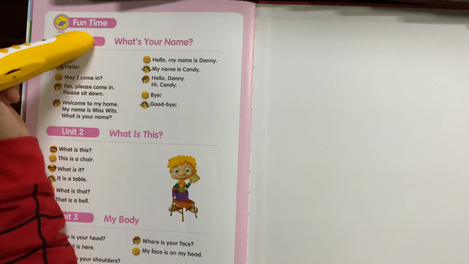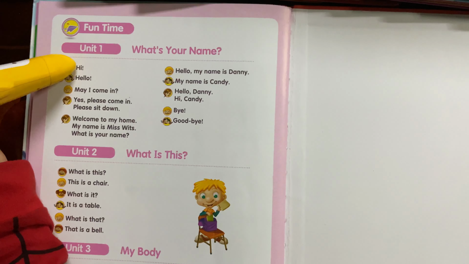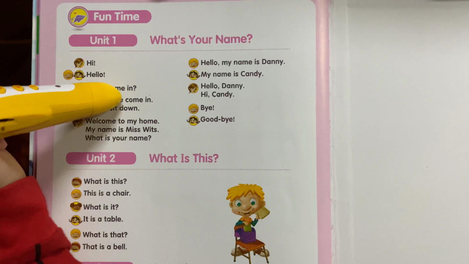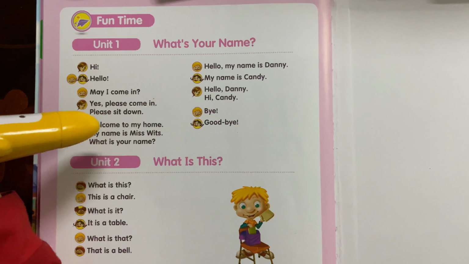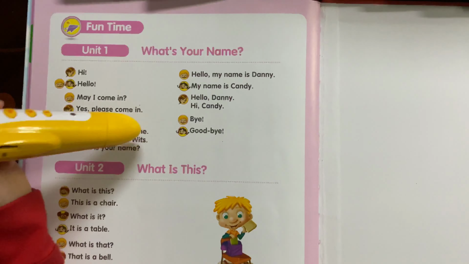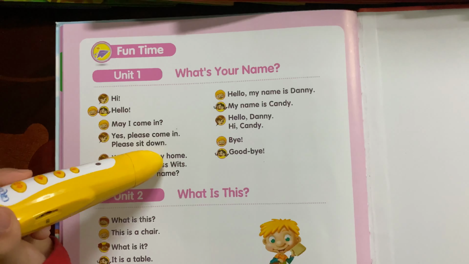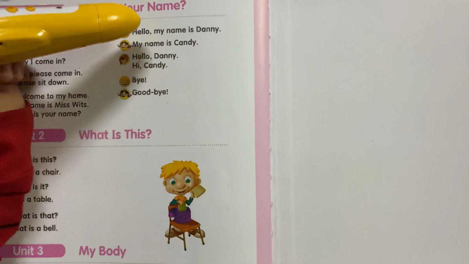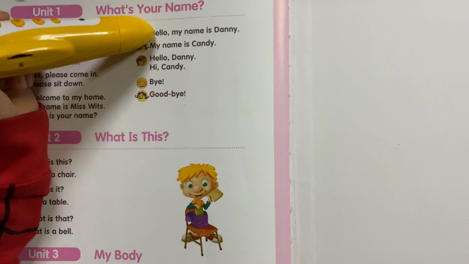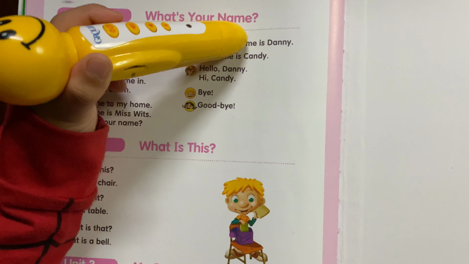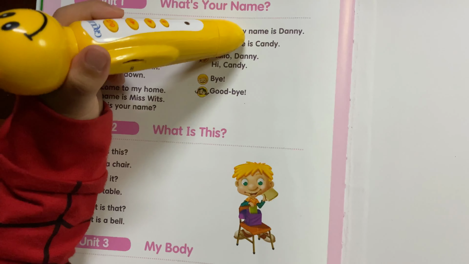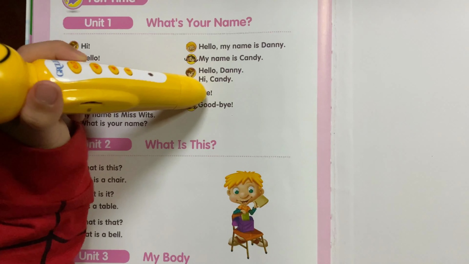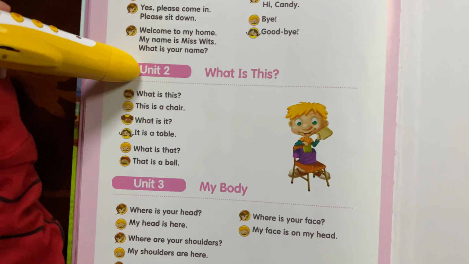Fun time. Unit 1. What's your name? Hi. Hello. May I come in? Yes, please come in. Please sit down. Welcome to my home. My name is Miss Ritz. What is your name? Hello, my name is Danny. My name is Candy. Hello, Danny. Hi, Candy. Bye. Goodbye.